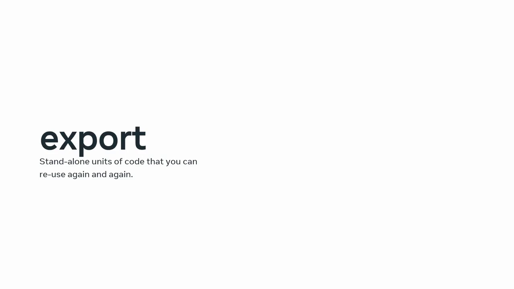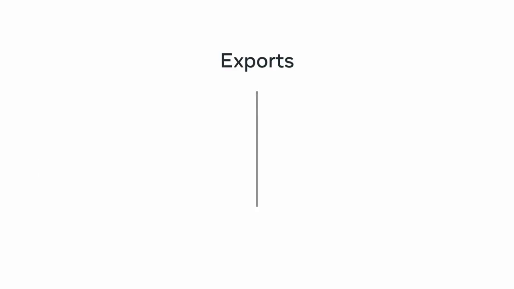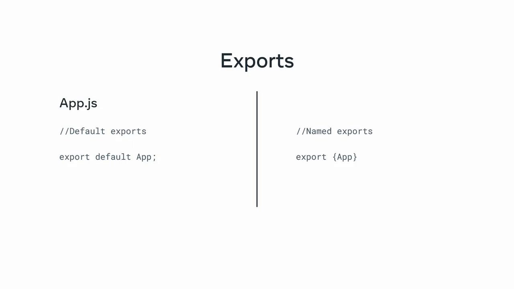Then in order to make the functions and variables available to other files, you need to export them, which makes them available via the import statement. In JavaScript, there are two types of exports: default exports and named exports. The default export is used when the function name is the same as the file name, and named exports are used when you want the function name to be different from the file name.